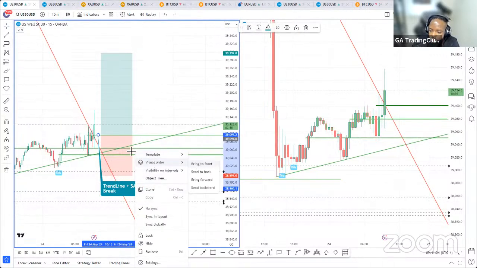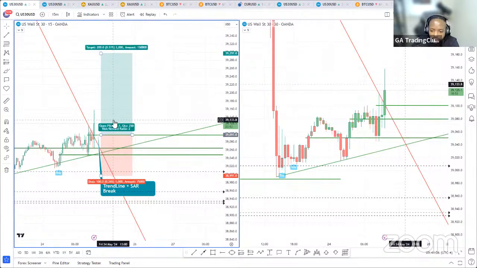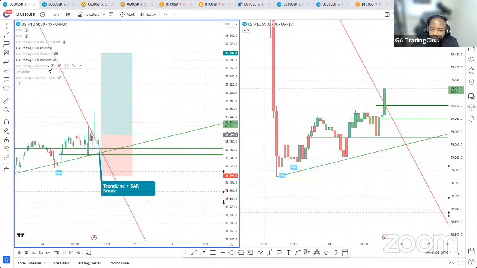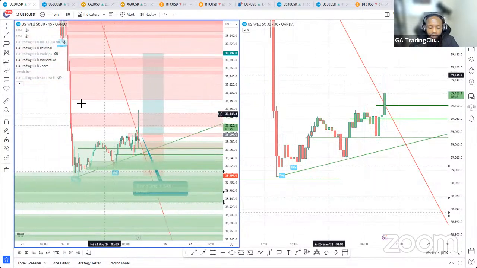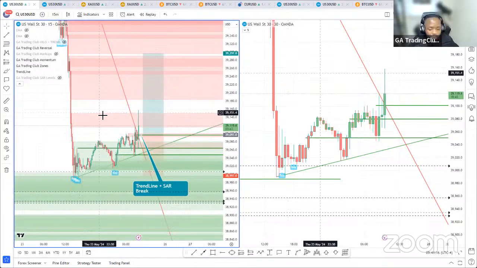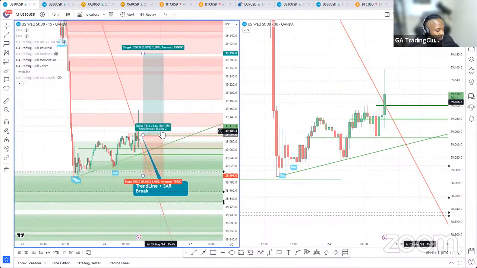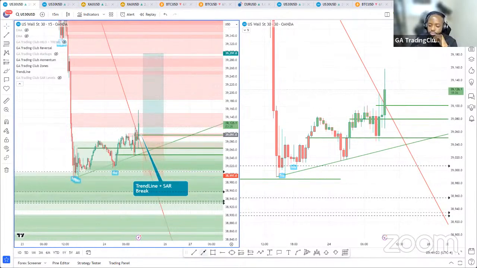Looking at what zones we have down here, we have demand zones, so this is good. We have some supply zones, but they're not strong. They're based off of one candle, so this can easily be taken out. Yeah, so those can easily be taken out.